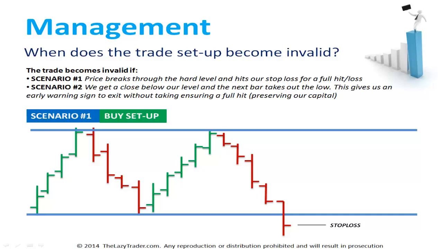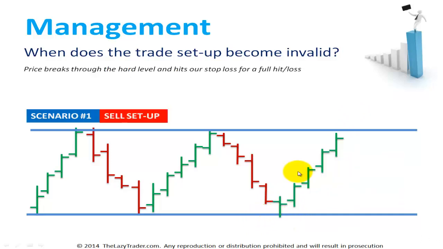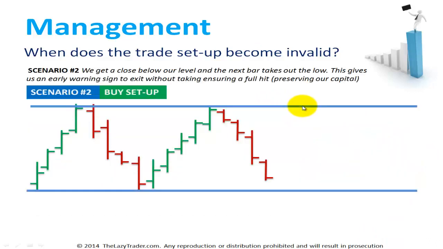That's so important. So this is an invalid setup purely because we've been taken out for a full hit and we've got a close below the level. On the flip side, in this sell setup, we've been triggered into the trade, our stop loss is above the level of resistance, and we've been taken out for a full hit. Whatever we've risked on the trade, we've lost all of it, and we've had to close above this level, which means the level is invalid as well as the trade setup. So that's the worst possible scenario we can get: invalid setup, invalid structural level, and a full hit.